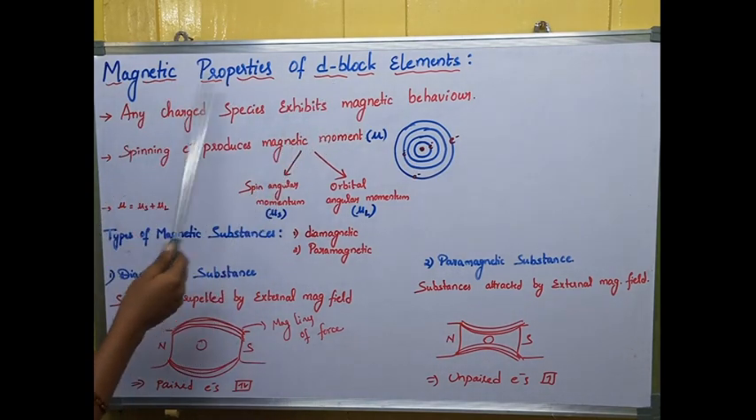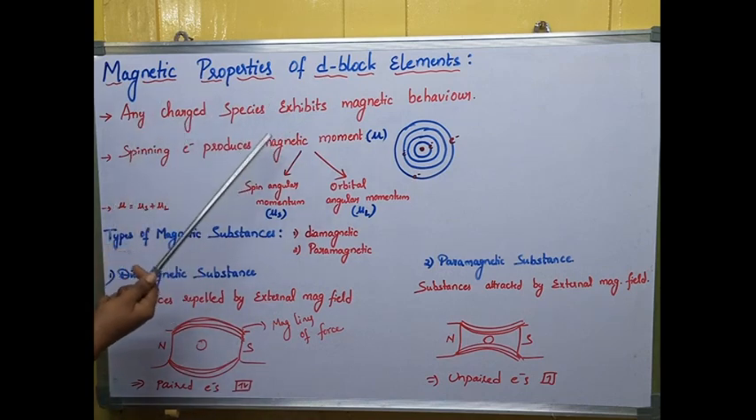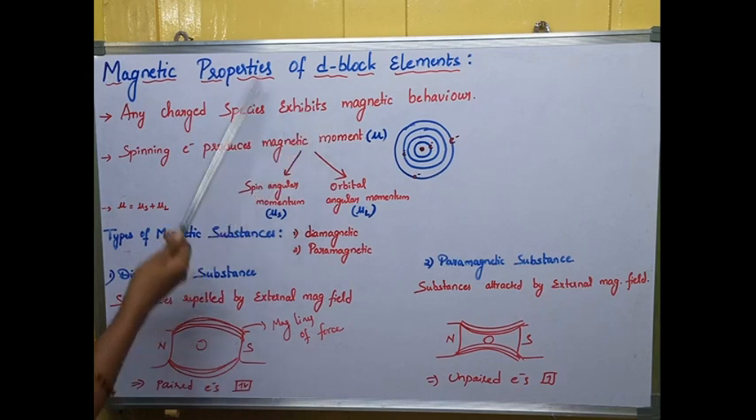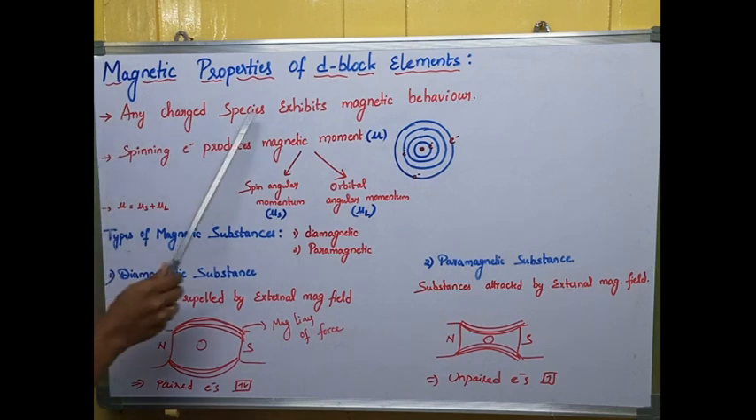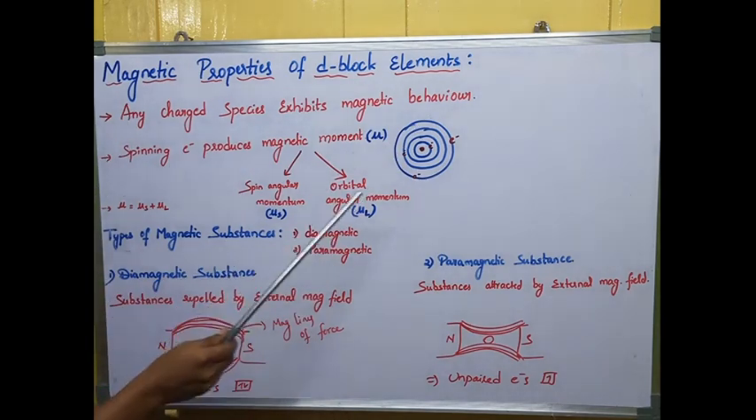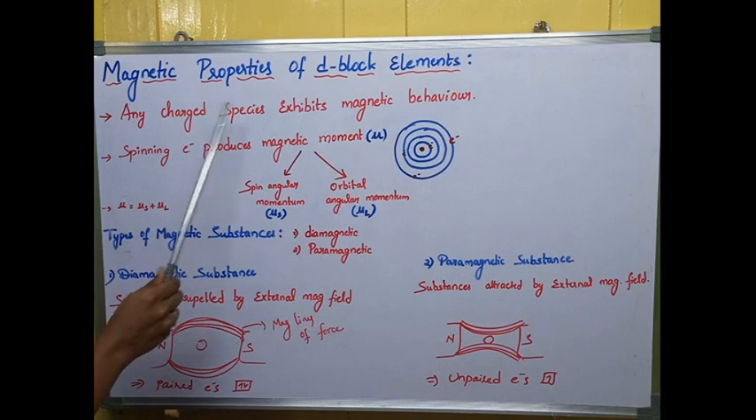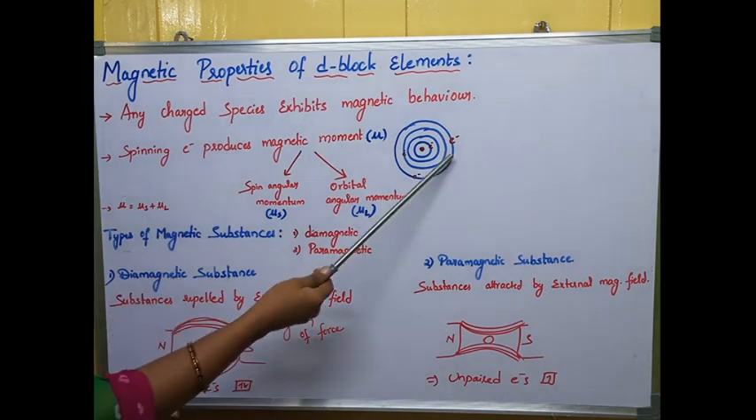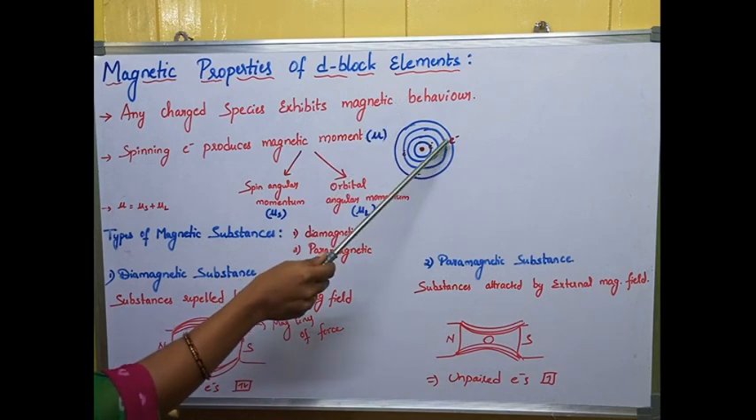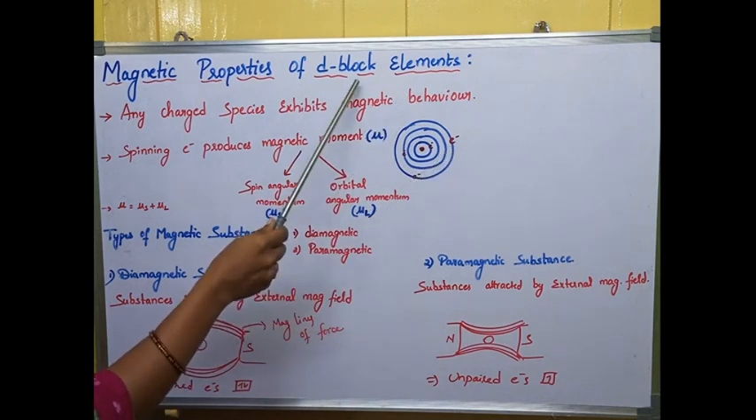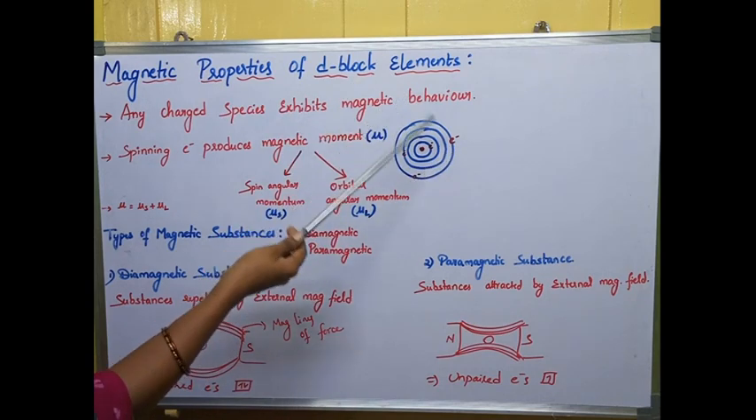So what is meant by magnetic behavior? Which substances will exhibit this magnetic behavior? Before going to the magnetic properties, we'll come to the magnetic behavior. Any charged species exhibits a magnetic behavior. Actually, we know any charged species means electron. All elements consist of electrons in them. So because of the presence of electrons, every d block element also exhibits magnetic behavior.